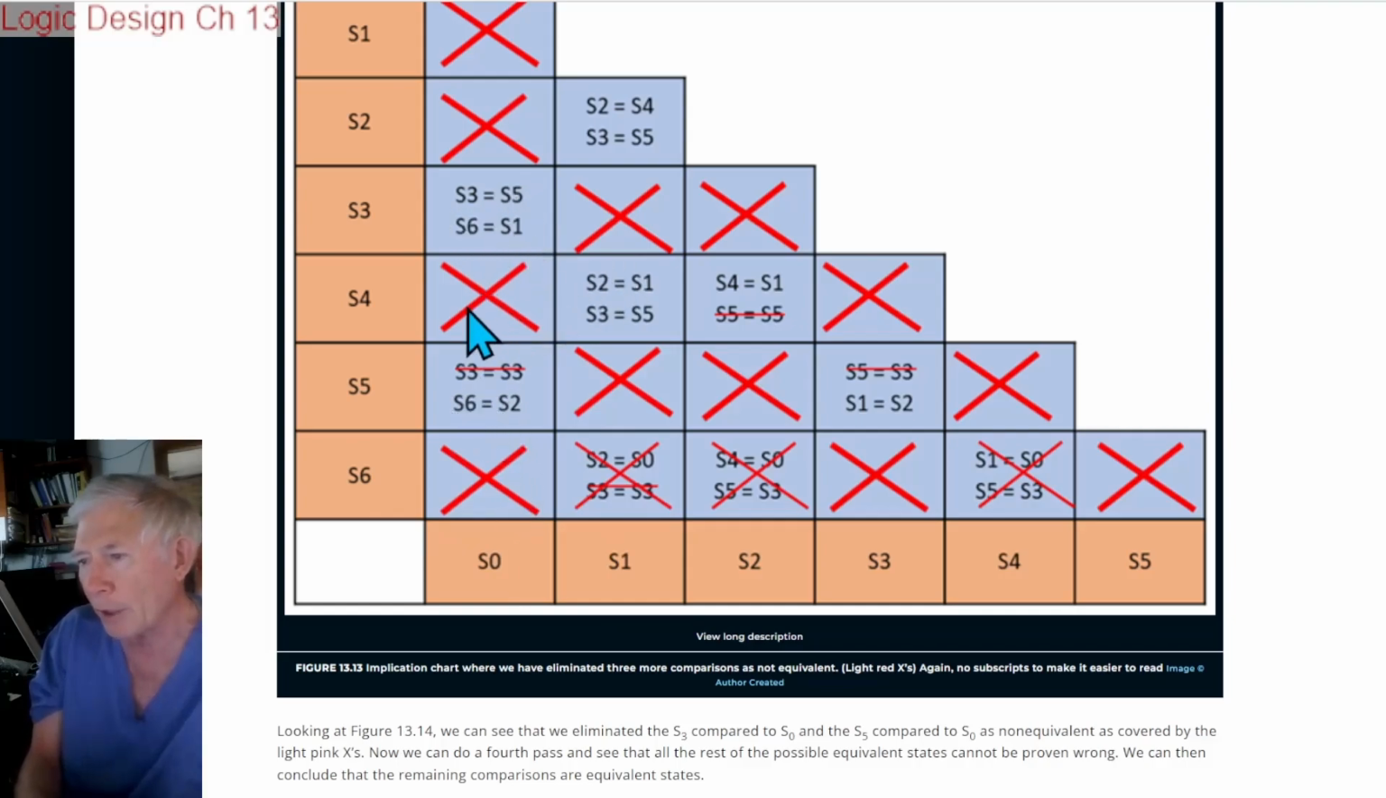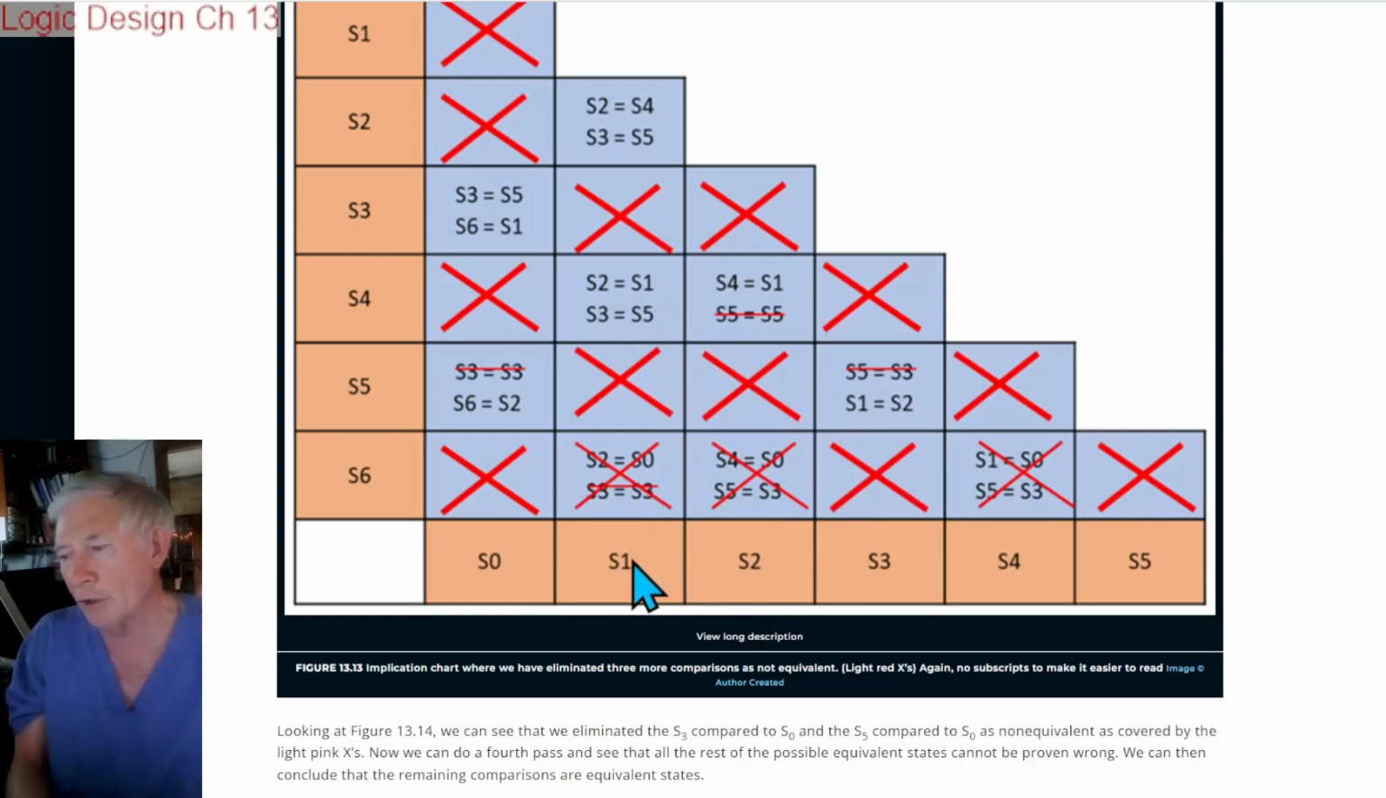3 and 5 was still okay. How about 6 and 2? 6 and 2 is also not possible, so now we cross this one out. What about 2 and 4? Well, 2 and 4, still possible. 3 and 5, still possible. 2 and 1? 2 and 1, still possible.